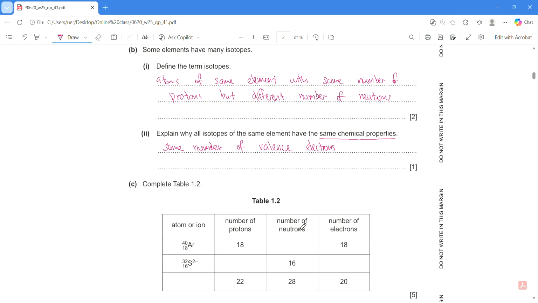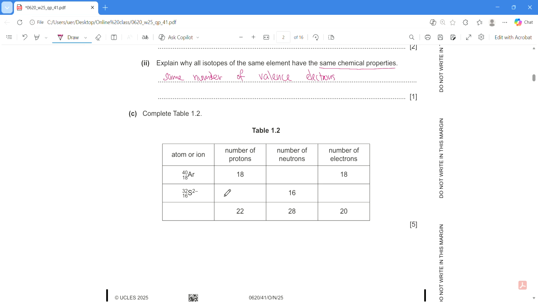Okay, question C is a table. So bottom left, this is your proton number, top left, this is nucleon number. So to find the number of neutrons, you just have to use nucleon minus your proton, because nucleon is proton plus neutron. So we get 22 here.